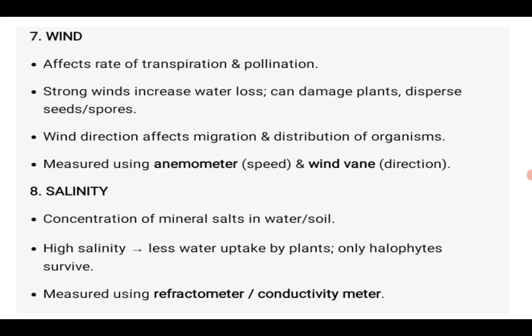So these are factors which are non-living. They are called abiotic factors. They affect the ecosystem. So for each one of them, remember to state how it affects the ecosystem, and in the discussion we just did that.